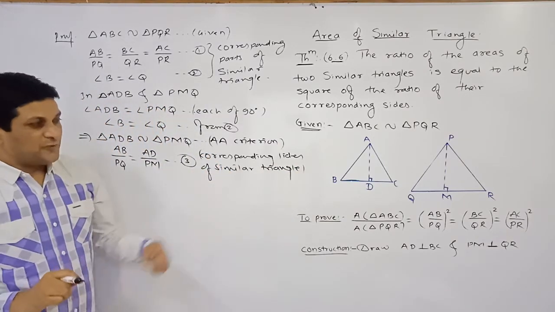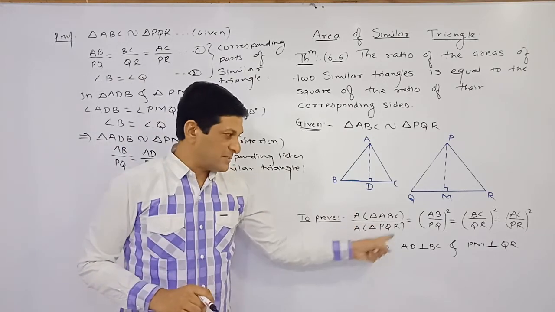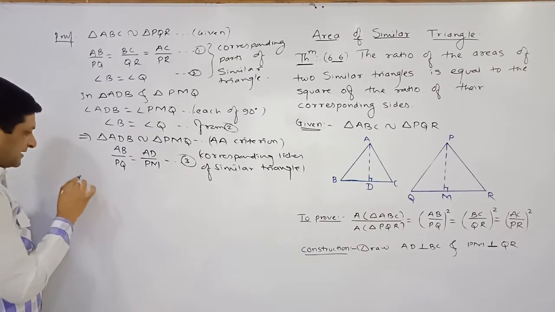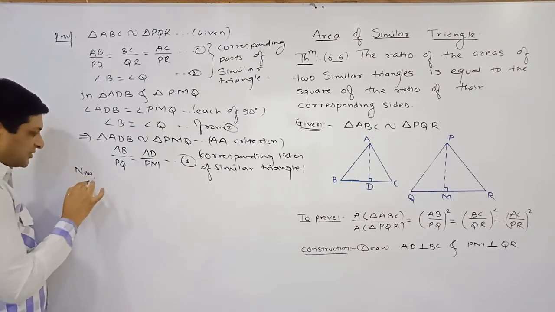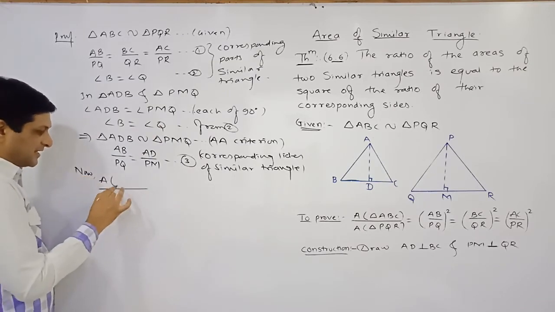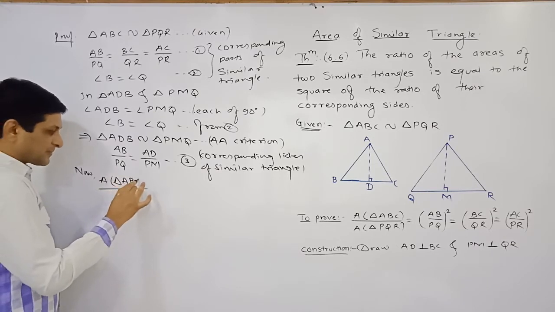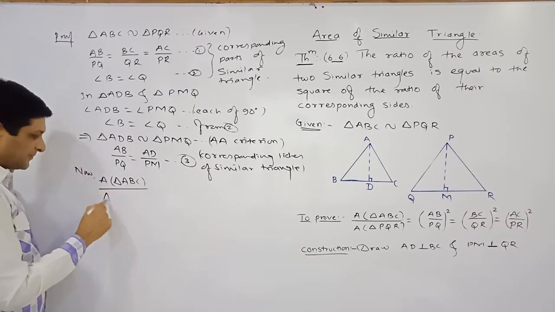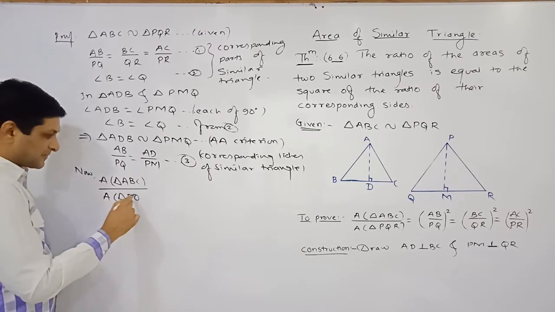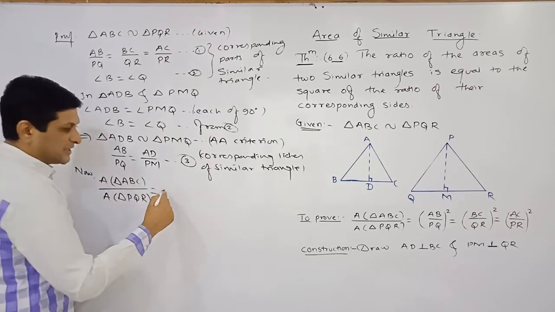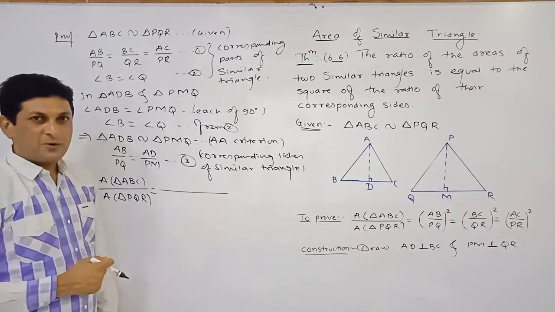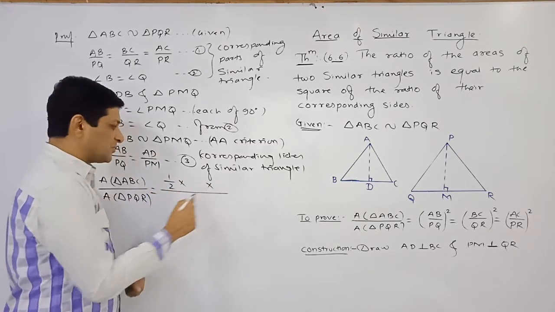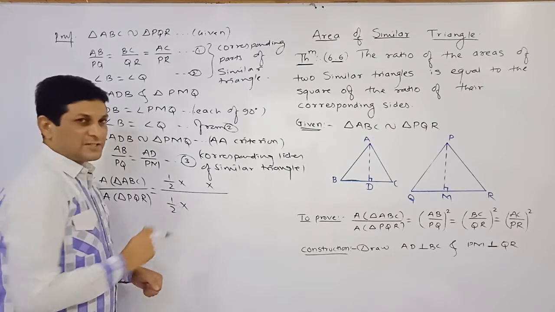Now we will focus on our required result. So let us try to find the ratio of the areas of these two similar triangles. So now we are finding the ratio of the area of triangle ABC and the area of triangle PQR, which is equal to... and what is the formula to find the area of a triangle? It is half into base into height.